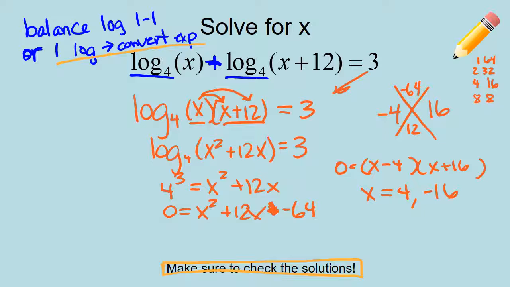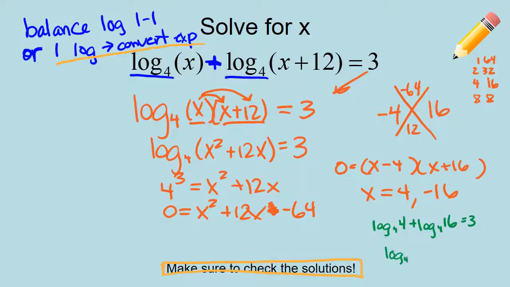So if I take 4 and I plug in 4, I'd have a log base 4 of 4. So I'm just going to do a little bit of side work here. Plus log base 4 of 4 plus 12 would be 16, and that should equal 3. So if I use my calculator and checked a few things, that looks like it should work out. So try that in your calculator.